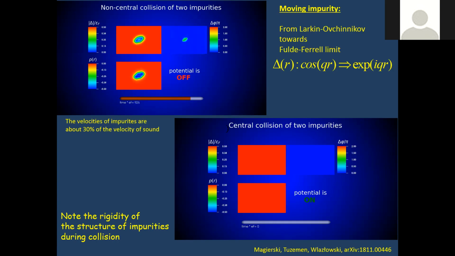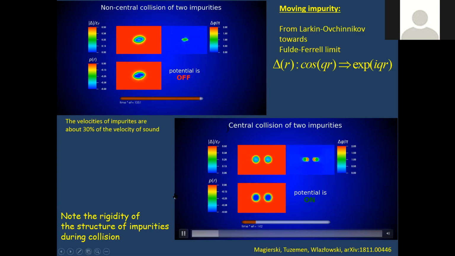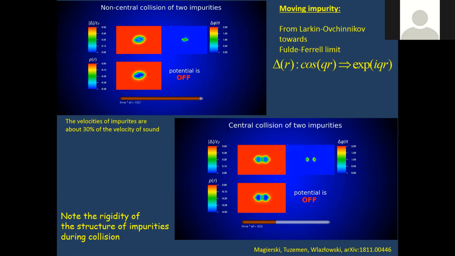So again, they merge, and then again this peculiar structure of the pairing field is induced in this larger impurity that was obtained from this collision. The same for the central collision. In the central collision it's more violent. Here again the potential is removed, so you have the slowing down, and then they merge. But they vibrate for some time.